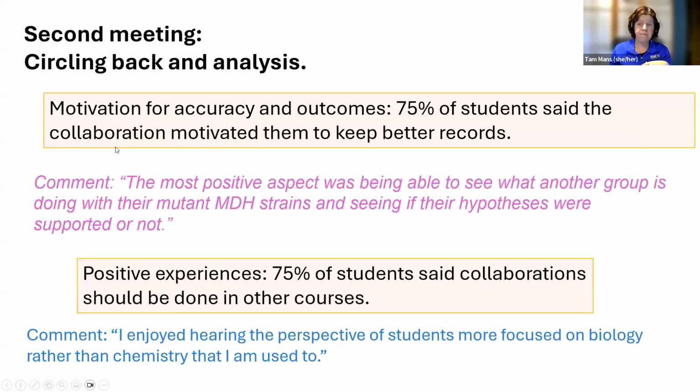And then having the second meeting, knowing that they were going to meet again, they said actually made them more motivated to keep records because they thought that somebody would care about what their results were. And they even were curious to see what their partner group's results were. Like the student said, the most positive aspect was being able to see what another group is doing with their mutant MDH strains and seeing if their hypotheses were supported or not. And they said this was good enough that they would like to do it in another course.